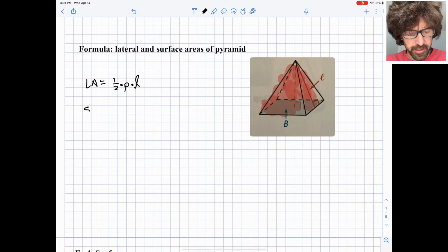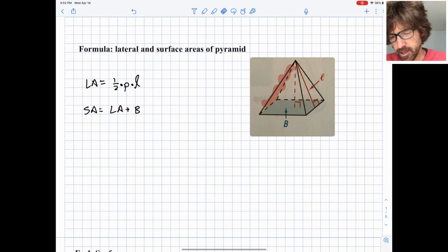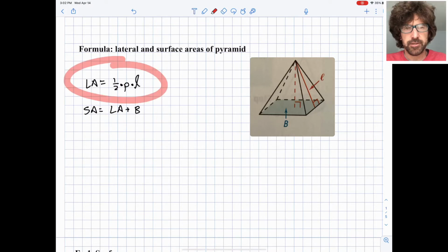The surface area of the entire pyramid, excuse me, is simply the lateral area plus the base. The base you'll need a variety of tools to figure out. In the picture that I'm showing here, the base is simply a square, and that should be easy to find, but the base might be a trapezoid, it might be something different. The important formula that is tricky to memorize is this one: the lateral area is 1/2 times the perimeter times the slant height.